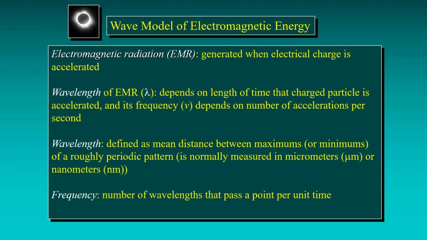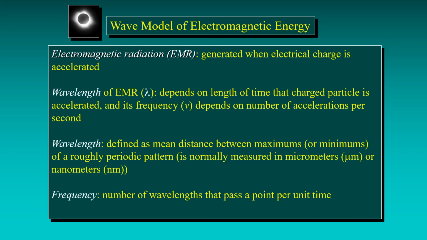So electromagnetic radiation is going to be generated whenever an electrical charge is accelerated. The wavelength of electromagnetic radiation, which we denote with the Greek letter lambda, and we see that there, is going to depend upon the length of time that the charged particle is accelerated, as well as its frequency. Frequency is denoted with little v there. And it depends on the number of accelerations per second.